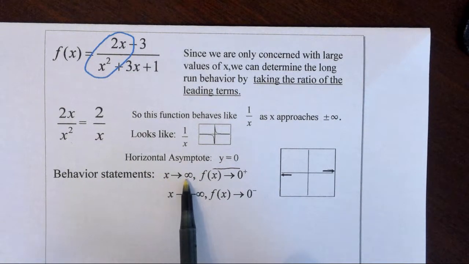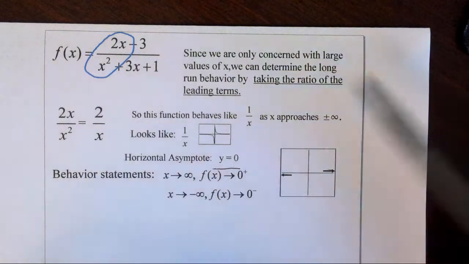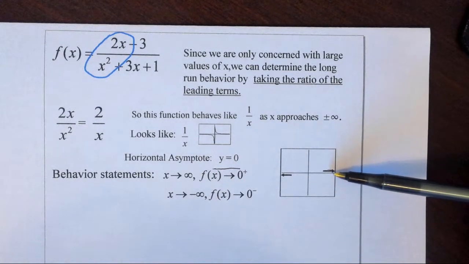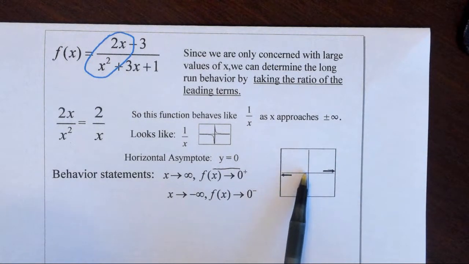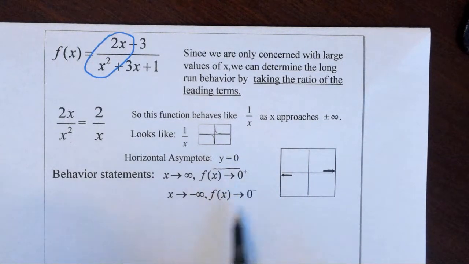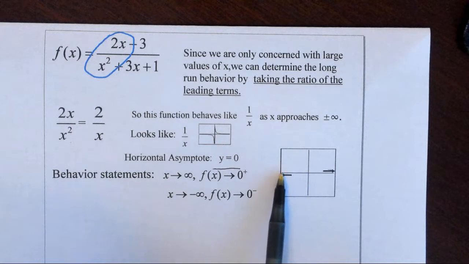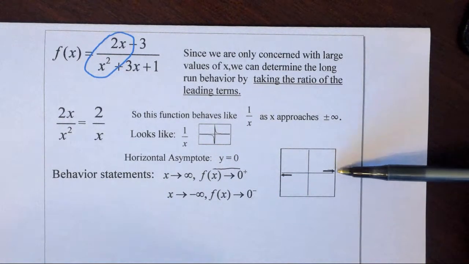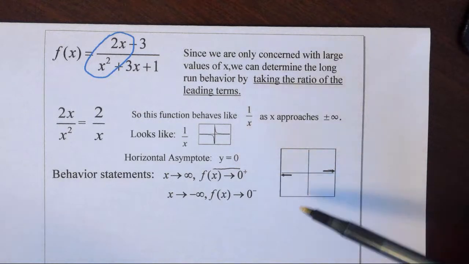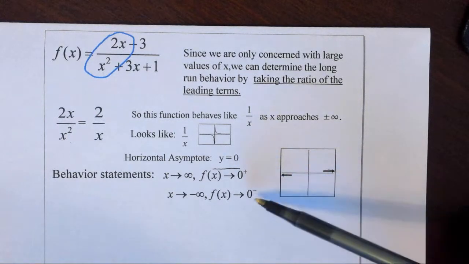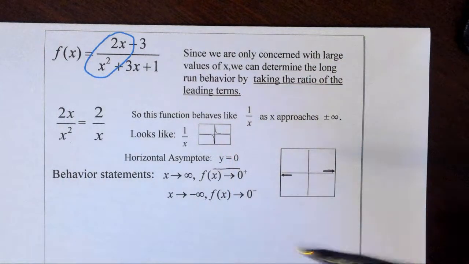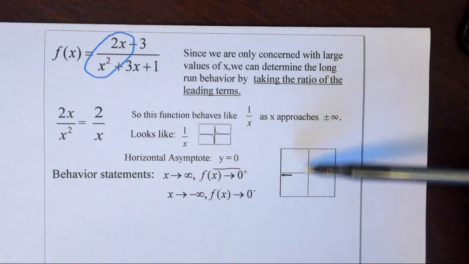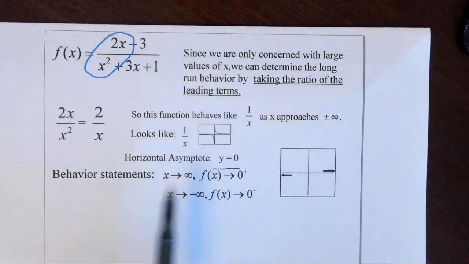As x goes off to infinity, the y values stay right above 0 on the right. As x approaches negative infinity, as we move to the left, the y values are going to be right below y equals 0. So when we're above y equals 0, I put a little plus. On the side where I'm below y equals 0, we put a little minus. This is called looking at the long-run behavior. Notice I'm not looking at the vertical asymptotes. We're only looking left to right.